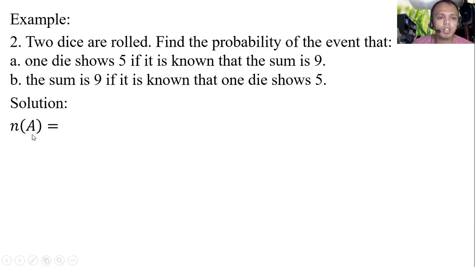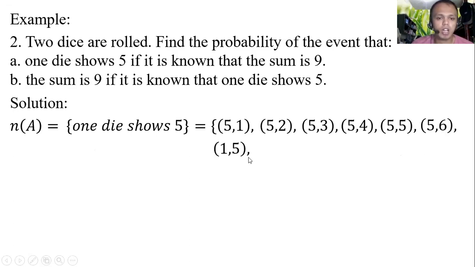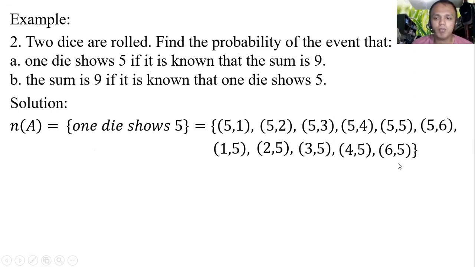Okay? Number of event A, yung event A natin is 1 die shows 5. So ano yung mga events na yon? We have 5 and 1, 5 and 2, 5 and 3, 5 and 4, 5 and 5, 5 and 6. We have 1 and 5, 2 and 5, 3 and 5, 4 and 5, 6 and 5. So all in all, we have 11. 11 of number of event A.